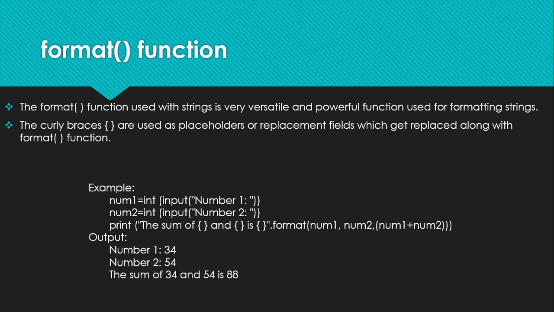Okay, so this is a typical example of a format function where curly braces are used as placeholders for the data that you want to print at that point. For the first curly braces, I want to print num1. For the second curly braces, I want to print num2. And for the third curly braces, I'm going to print the sum, the expression that is enclosed within the bracket. I've said num1 plus num2, so it adds up those two values together and prints the total sum of num1 and num2 at the third placeholder.